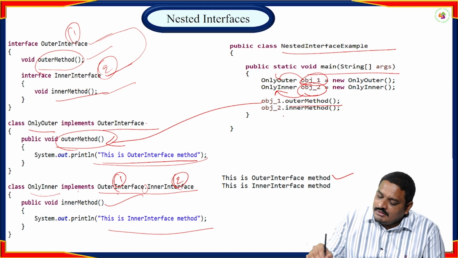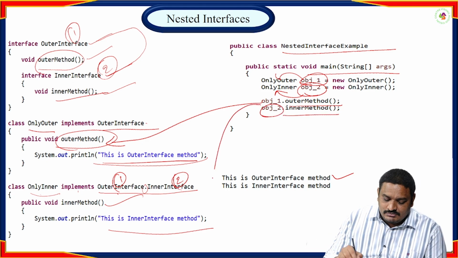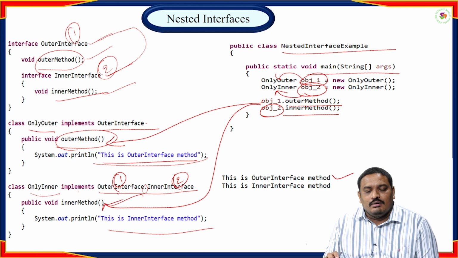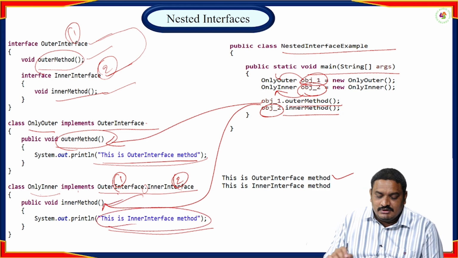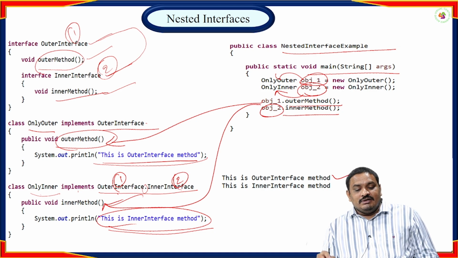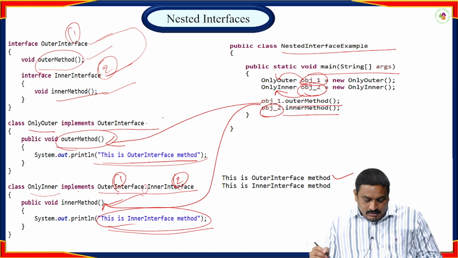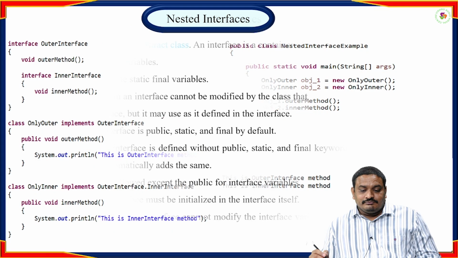Now, whenever we call the inner method by using object 2, it directly comes here. This message will be displayed on the screen. That is the nested interface. The nested interface is followed only by the inner interface or outer interfaces.